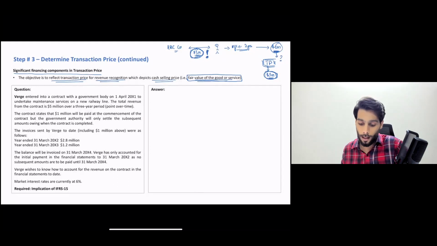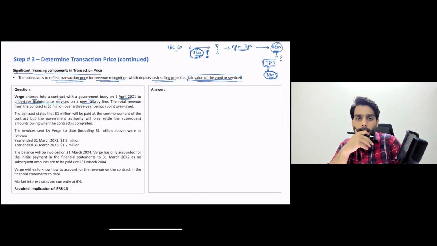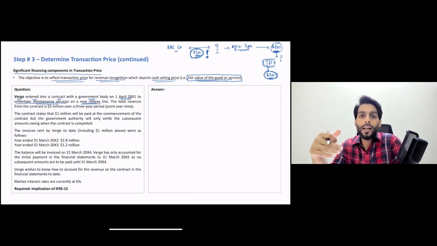So in this example, it says that Verge entered into a contract with a government body on 1st April X1. So you entered into a contract with your customer to undertake maintenance services on a new railway line. So what your contract is, you have to basically maintain the railway line of the country, for example.